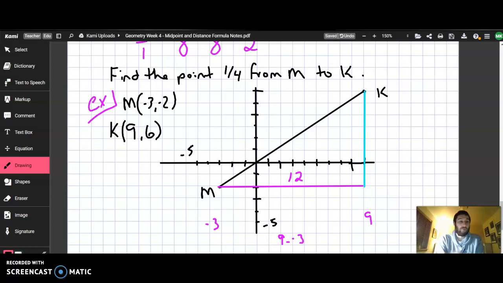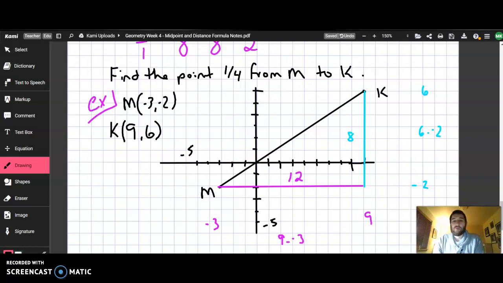Same thing for k. We want to go ahead and find out where we're starting and where we're ending. So our values of k to m on our y aspect, our m is at -2 for our y aspect. Our k is at +6 for our y aspect. And so to find the total distance, we want to do 6 minus -2. And so what we're looking at for our y aspect there is 8.